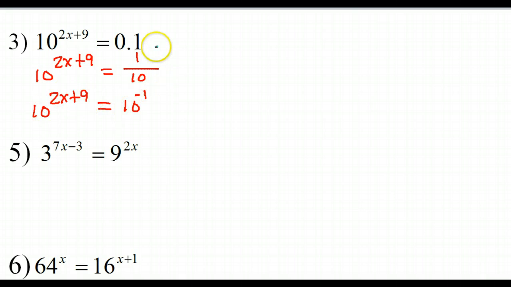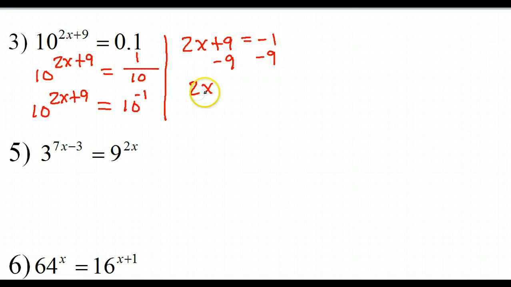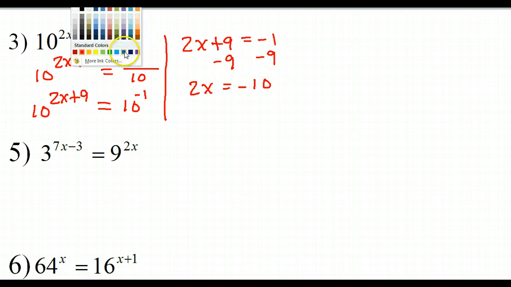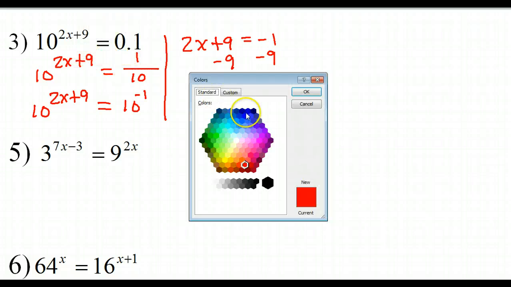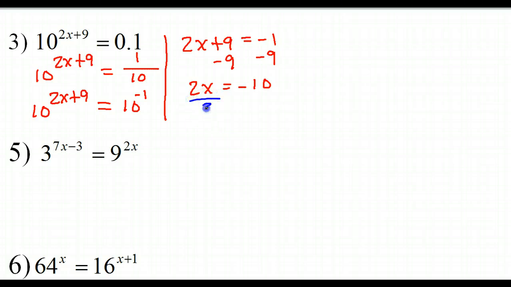Now, if the bases are the same, the exponents will be the same, which means 2x plus 9 must equal negative 1. If I subtract 9 from both sides, that gives me 2x is equal to negative 10. And then if I divide both sides by 2, that's going to give me that x is negative 5.